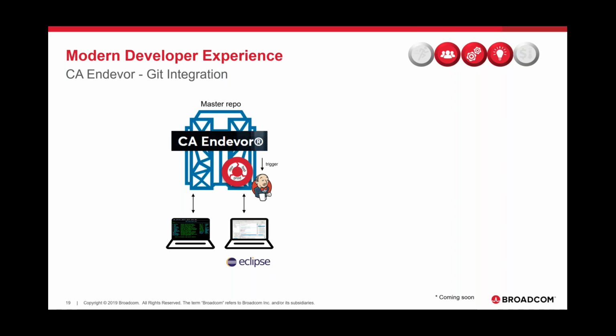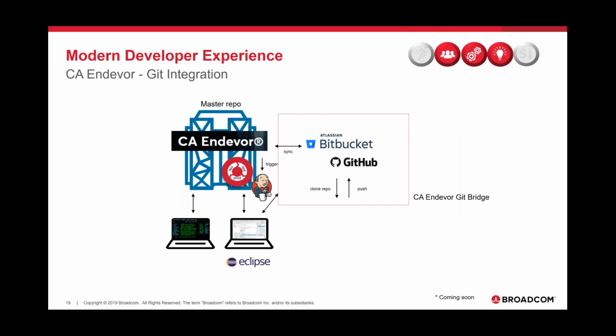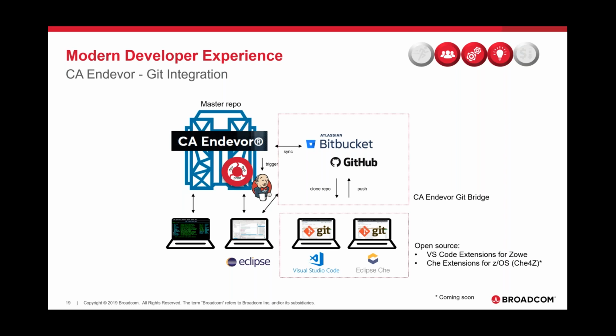But the other thing that we've done here is we've created an interface between Endeavor and Bitbucket and GitHub, what we call the CA Endeavor Git Bridge. So this essentially provides a Git interface, a synchronization from Endeavor into Bitbucket and GitHub, where developers can now connect to GitHub or Bitbucket using the IDE of their choice, right? So for many, this is becoming Visual Studio Code rather than Eclipse. If they want to use straight Eclipse, they can hook Eclipse to Git as well as to Endeavor. And then we see another generation of IDEs on the horizon as well, which this integration enables.